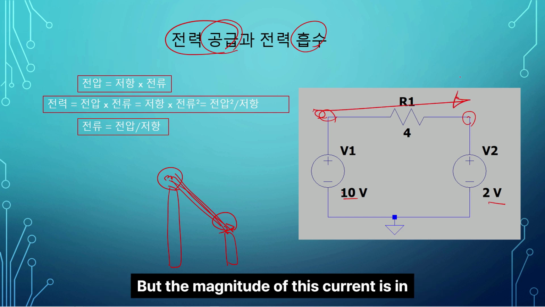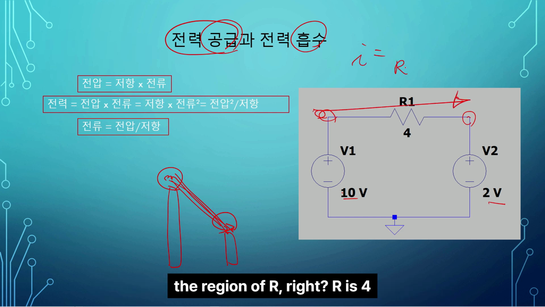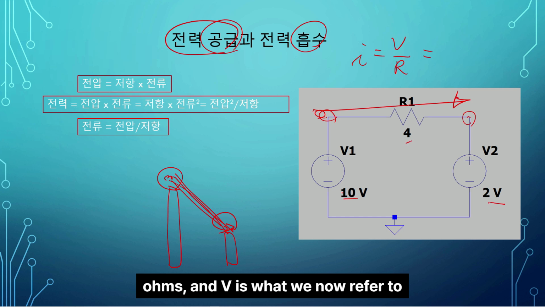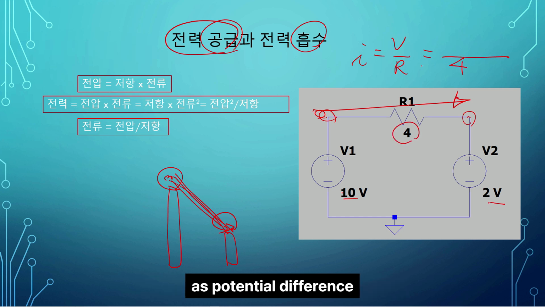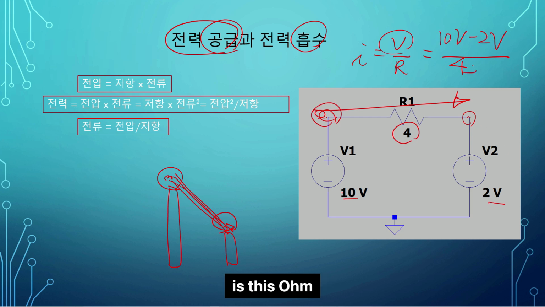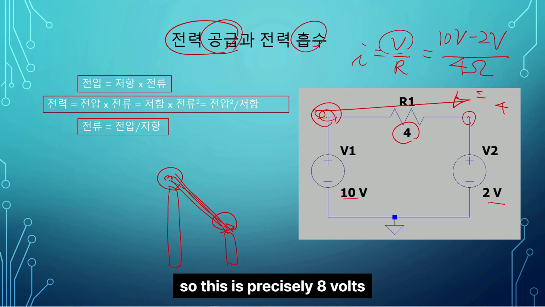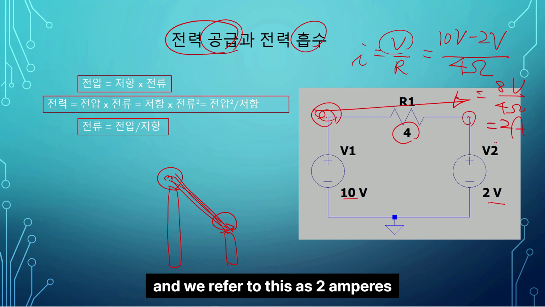But the magnitude of this current depends on R, right? R is 4, and V is what we now refer to as the potential difference. This side is 10 volts, and this side is 2 volts. This is 4 ohms. So this is precisely 8 volts divided by 4 ohms, and we refer to this as 2 amperes.